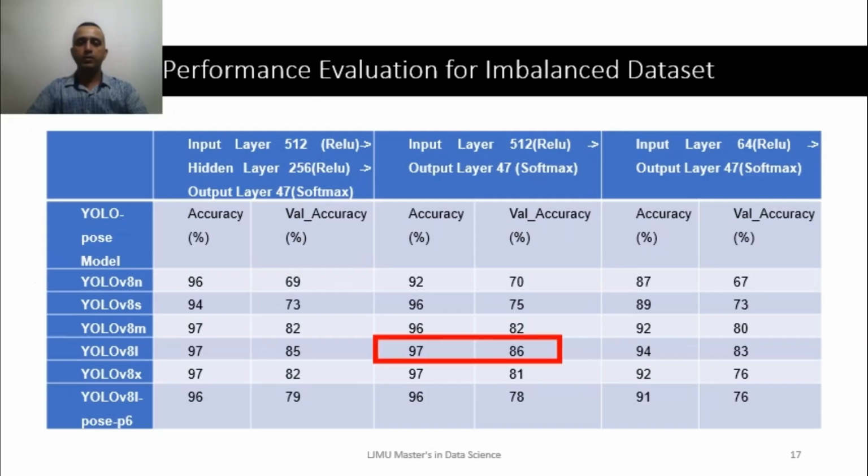The following table was generated post-performance evaluation for the imbalanced dataset. We can see the 6 YOLO V8 pose models on the left hand side and 3 Keras models on top. For each model, the model accuracy and validation accuracy has been derived. It is observed that the performance of the combination of YOLO V8L pose algorithm along with second Keras model was the best amongst all the others in terms of accuracy. The model accuracy was 97%, whilst the validation accuracy was 86%.